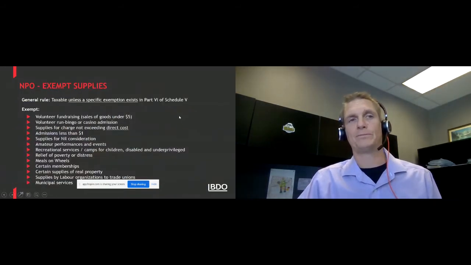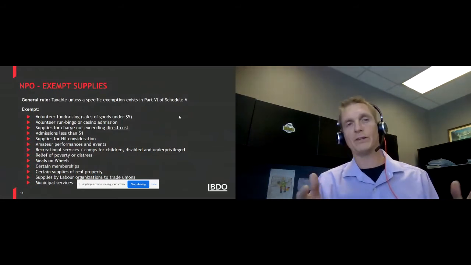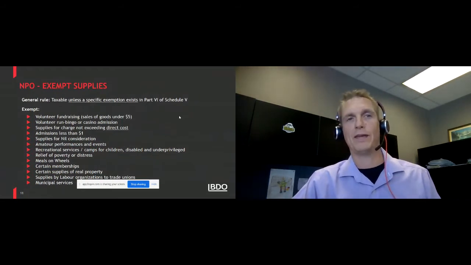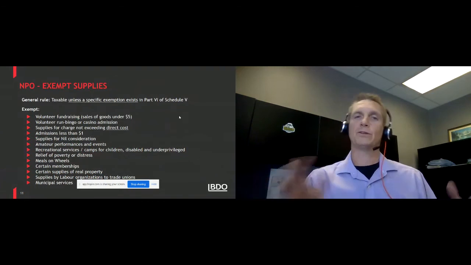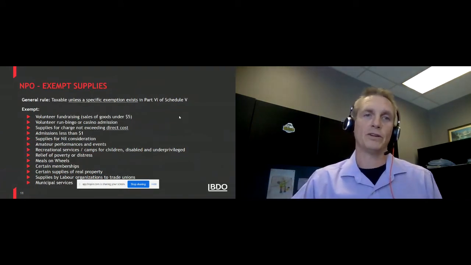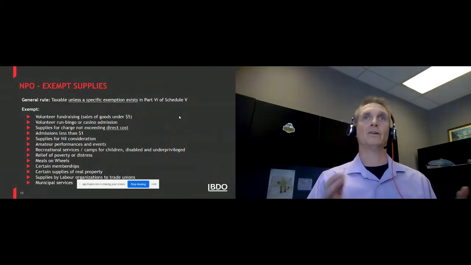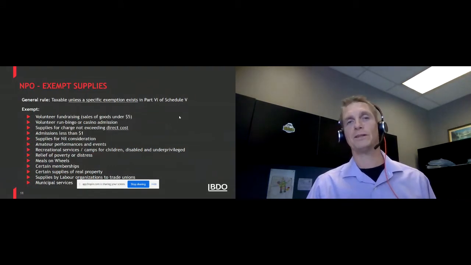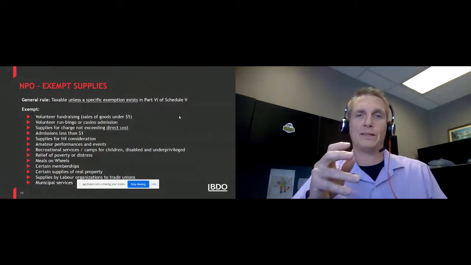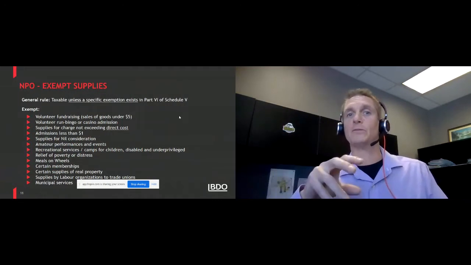So if we look at the exempt supplies that an NPO can make, the rule is sort of the reverse of the charity rule. So basically it says that all supplies that an NPO makes are taxable unless we have a specific exemption that causes it to be exempt.